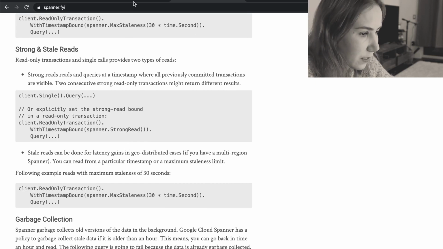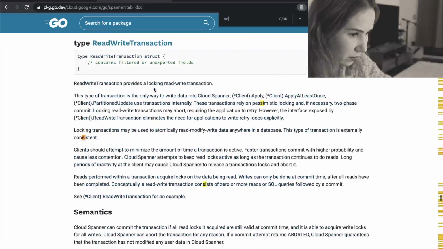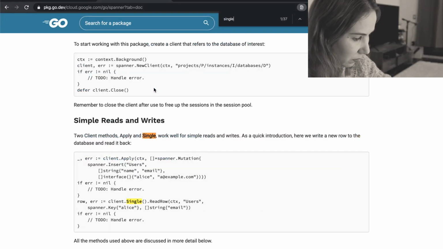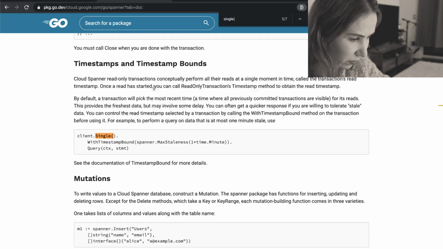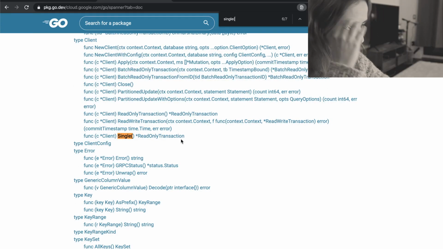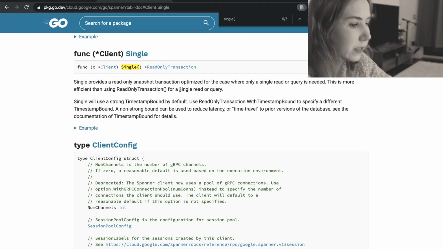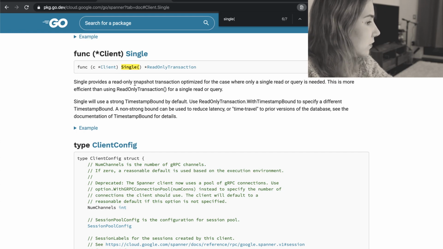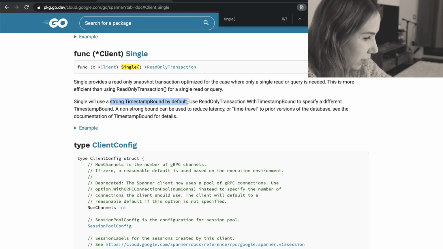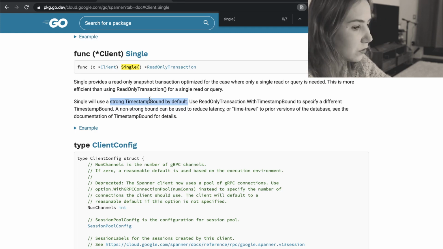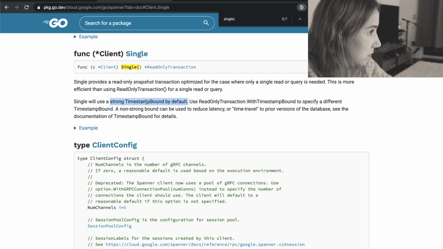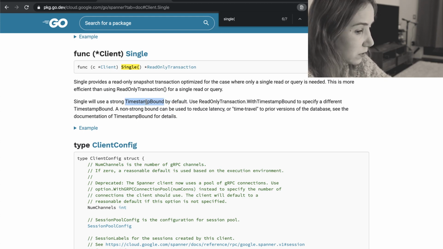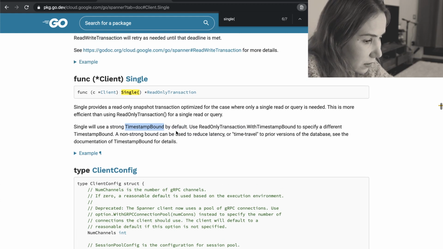Talking about strong and stale reads, for a very long time I just didn't know what this single is. On the APIs there's a single thing that returns a read-only transaction, and it says it's the recommended way, and that it's going to use a strong timestamp by default. This means it's actually going to try to return the latest value. But if you don't need the latest value, you can always create a read-only transaction with a specified timestamp bound. And it looks like this.